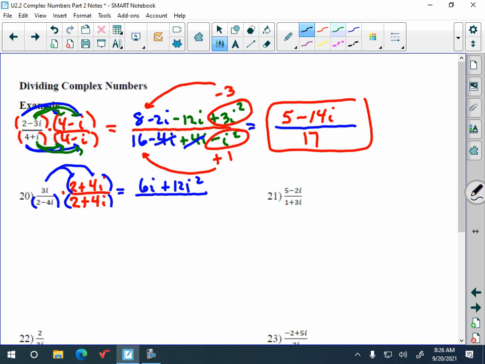On the bottom, since we're multiplying conjugates together, we multiply the first terms together, that's 4. Multiply the last terms together, that's minus 16i squared. Again, the middle terms are going to end up canceling out because they're conjugates. All right, so now we just have to simplify this. Let's see, on top, 12i squared is really negative 12, so I'm going to put that first. Plus 6i, second. On the bottom, minus 16i squared is really plus 16, plus 4 is 20.